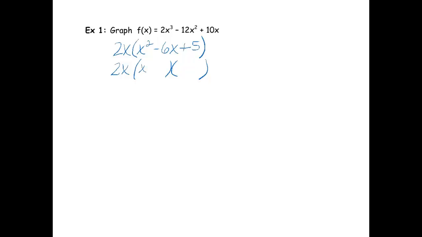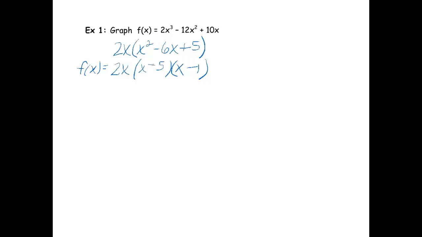Let's see, I'll try x and x, obviously, to give me x squared. Numbers that multiply to 5, 5 and 1, which is perfect because we want to get negative 6. So to get negative 6, I would make those both negatives. So they multiply to positive 5, and they add up to negative 6. Excellent. So we now know that f of x is really 2x times x minus 5 times x minus 1.